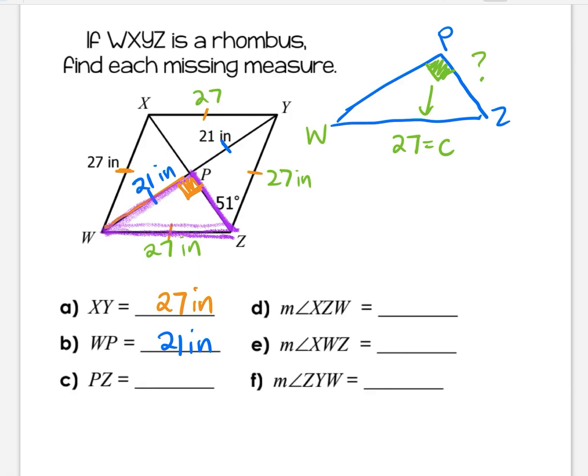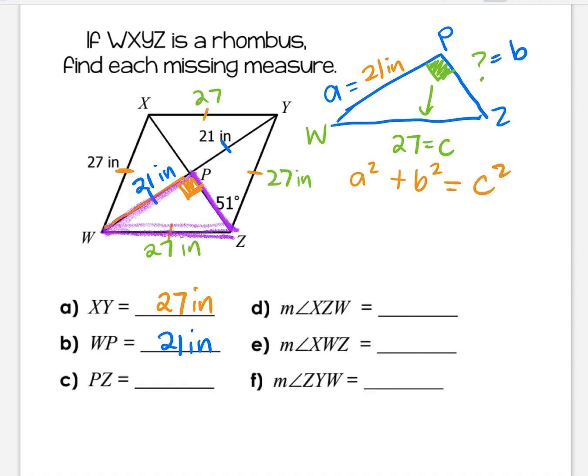This is 21 inches. We can name this as A. If I name that as my A, then this right here, the unknown, I'm going to name as my B. So let's substitute this information into the formula: A squared plus B squared is equal to C squared.